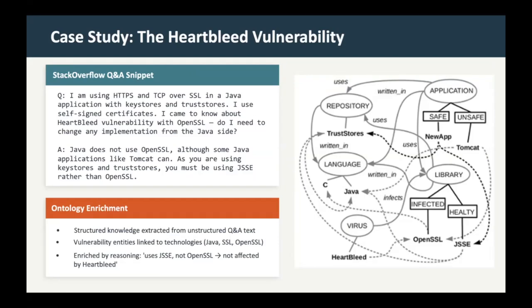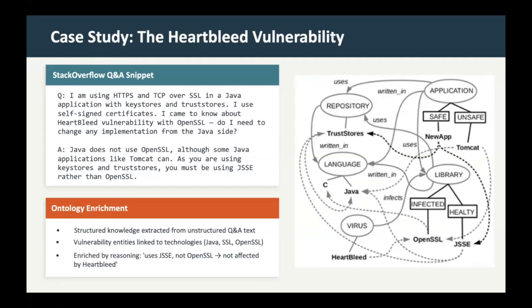Answer: Java does not use OpenSSL, although some Java applications like Tomcat can. As you are using key stores and trust stores, you must be using JSSE rather than OpenSSL. So there's a question about a program that uses a library. Is the library infected by the virus or not? And the answer is starting to give some information, but there's a lot of additional inferences that the user must take.